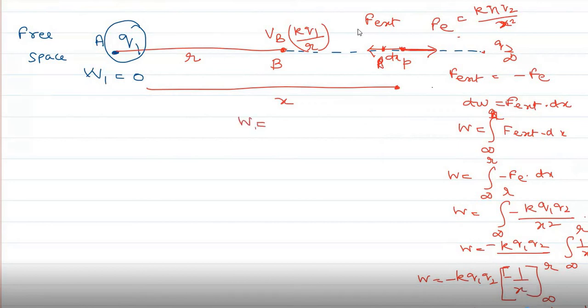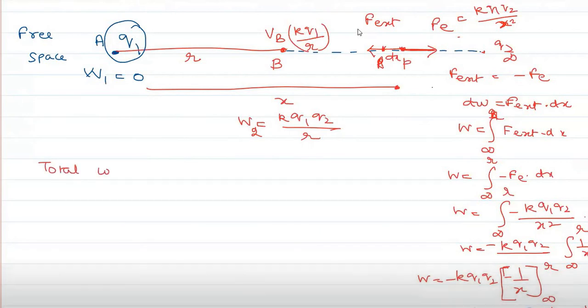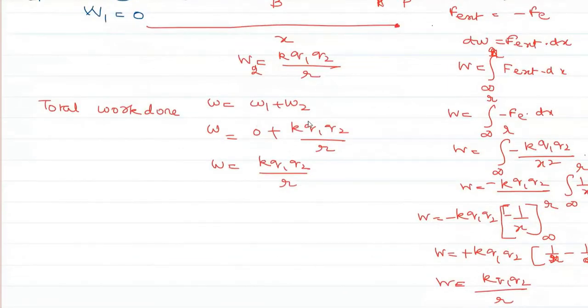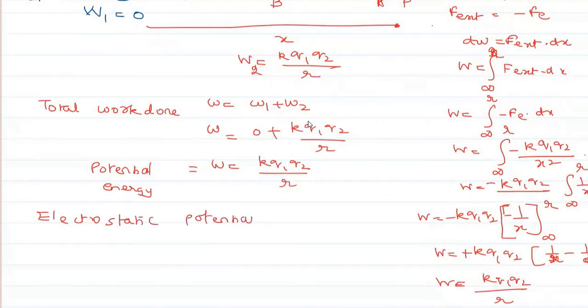So work done W2 is K Q1 Q2 by r. Total work done will be W equal to W1 plus W2, that is 0 plus K Q1 Q2 by r. So that is nothing but K Q1 Q2 by r. So what is this work done stored as? Potential energy. So electrostatic potential energy can be defined as of a system of two charges.